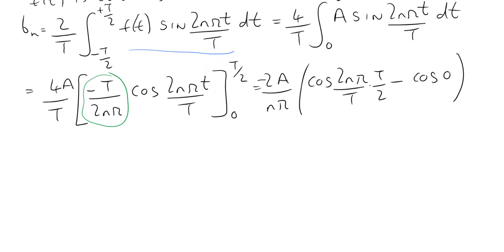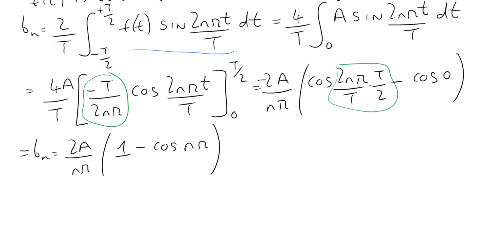Now we can take care of that minus by switching the order of the two terms inside the brackets. So we can write that bn is equal to 2A over n pi, and then in brackets we're going to have cosine of 0, that's just equal to 1, minus, now if we think about the term inside here, the T's cancel and the 2's cancel, so we're just left with cos n pi, like that. So this is our result for the b coefficients.